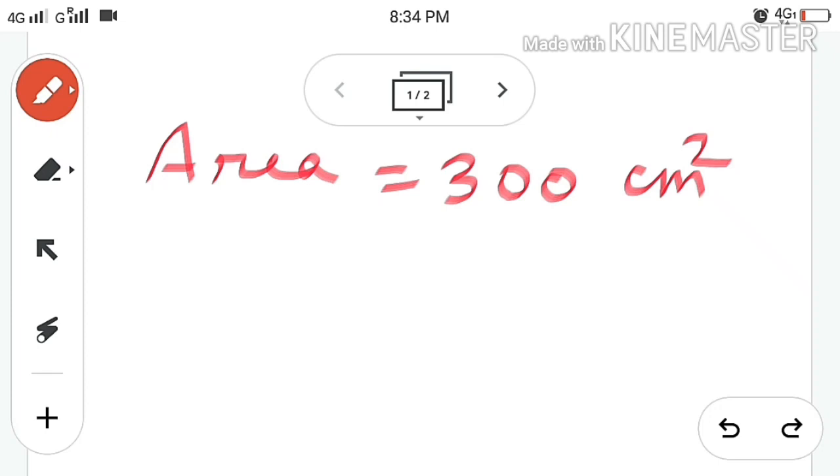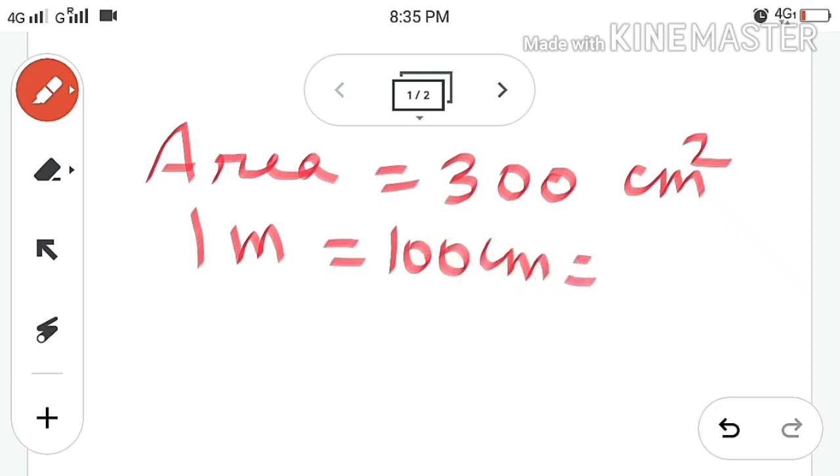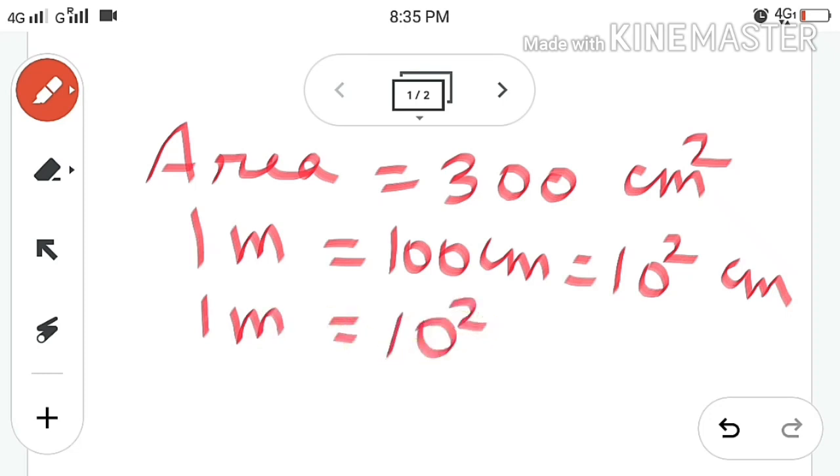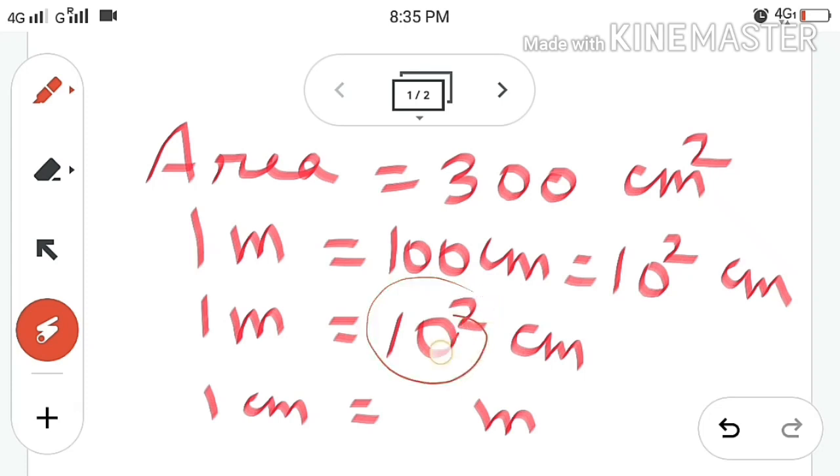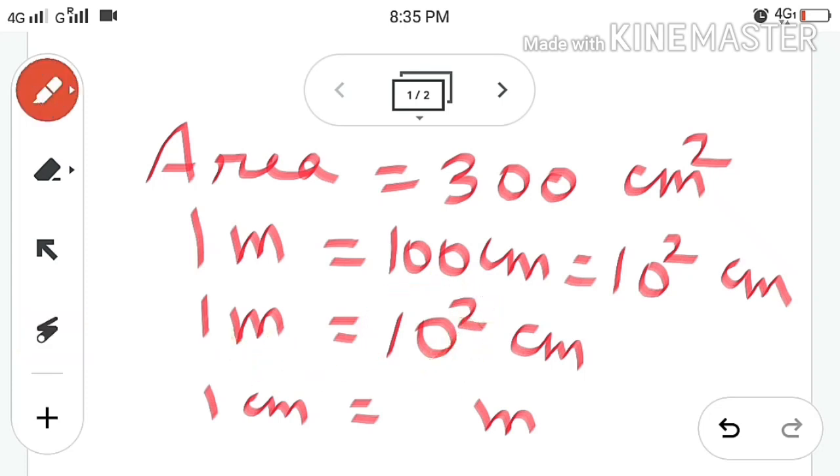So how do we convert this term into meter square? Just follow me. We all know that 1 meter is equal to 100 centimeter. This 100 in short can be written as 10 power 2 centimeter. So I write again, 1 meter is equal to 10 power 2 centimeter. Then what is 1 centimeter equal to in terms of meter? It's a very simple step, children. Just replace this to other side but with negative power. That is 1 centimeter is equal to 10 power minus 2 meter.